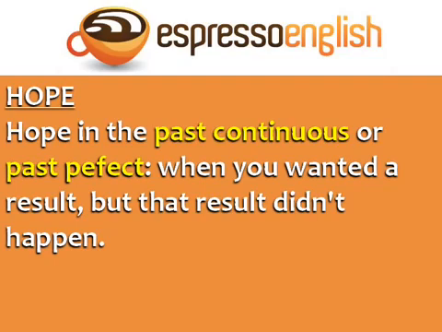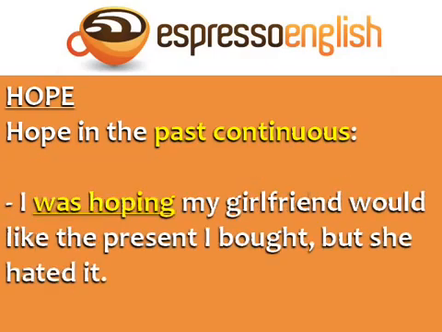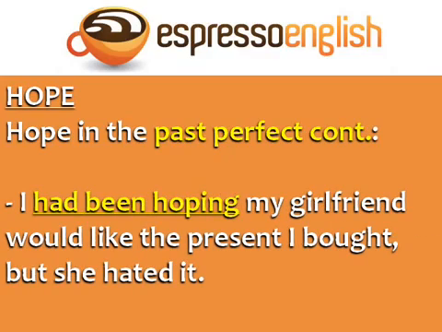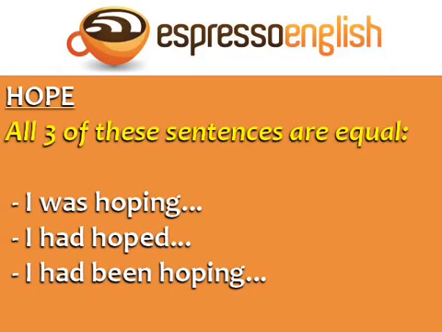You can also use the word hope in the past continuous or past perfect when you wanted a result, but that result didn't happen. For example, I was hoping my girlfriend would like the present I bought, but she hated it. You can also say, I had hoped my girlfriend would like the present I bought, but she hated it. You can also use the past perfect continuous. I had been hoping. All three of these sentences are equal.